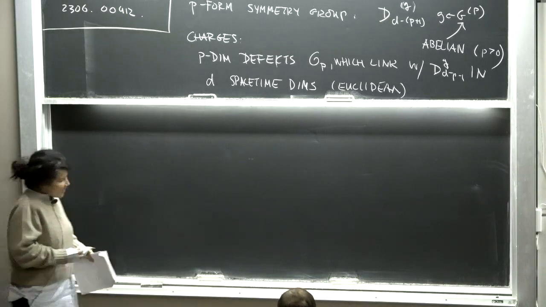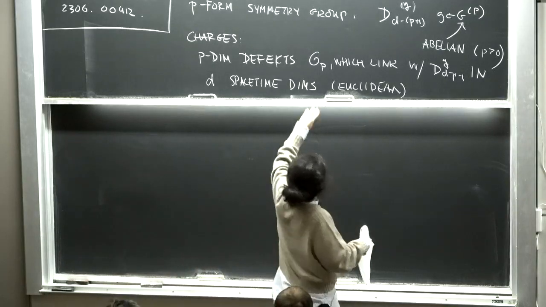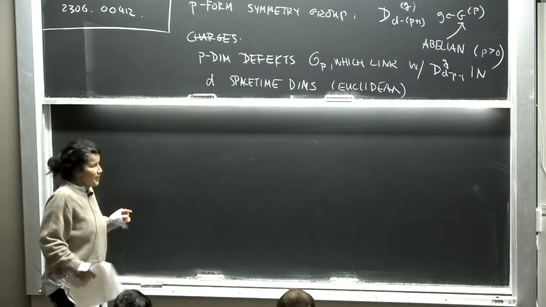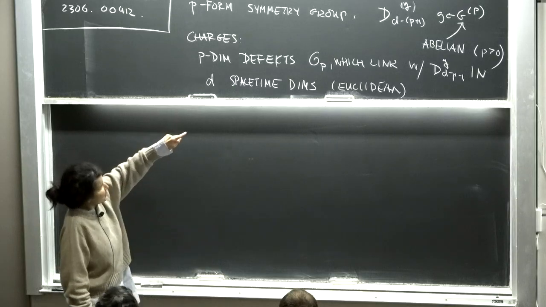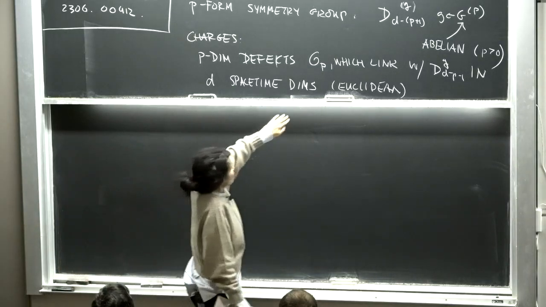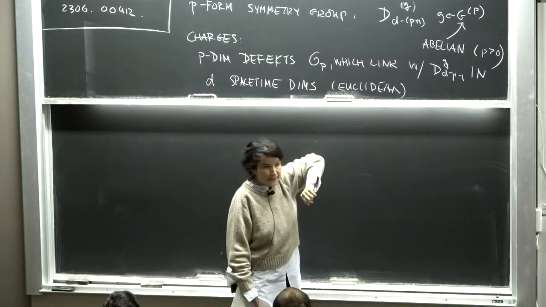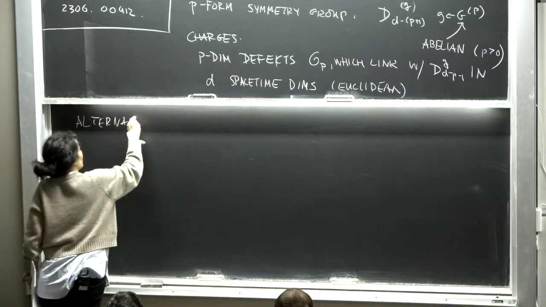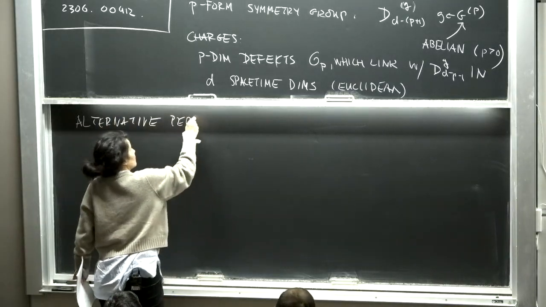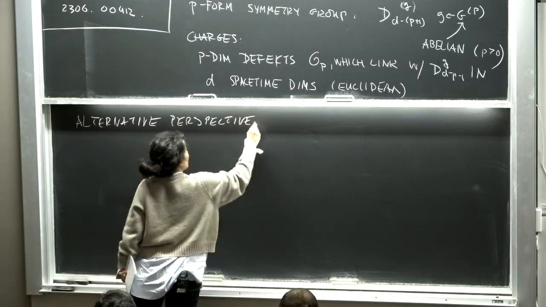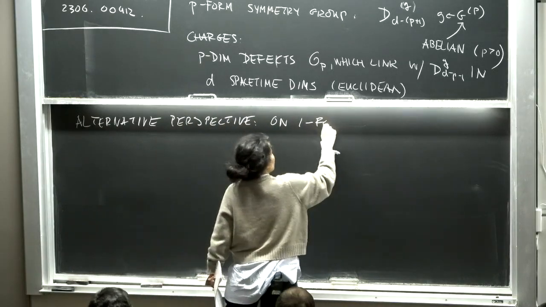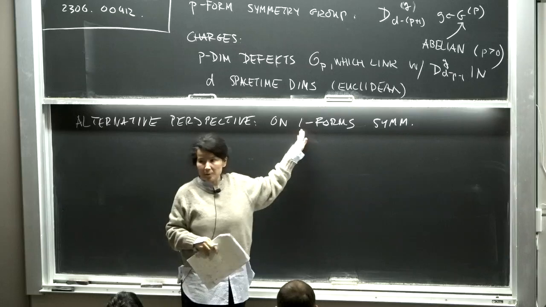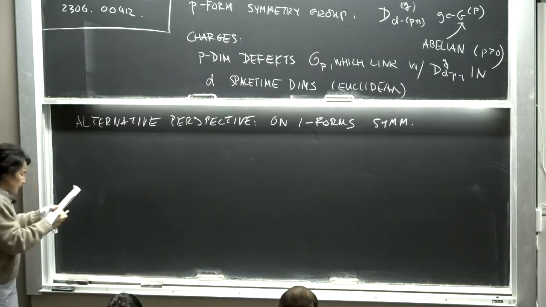So one way of thinking about these sort of higher form symmetries, in particular one-form symmetries, that'll be useful later in these geometric considerations, is to not focus so much on these topological defects, but actually formulate this more in terms of these charged objects. So actually an alternative perspective, say on one-form symmetries, but you can generalize it to p-form symmetries. Let me focus on one-form symmetries, is the following.